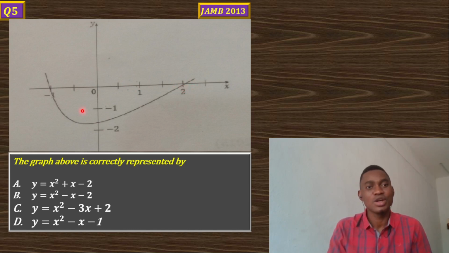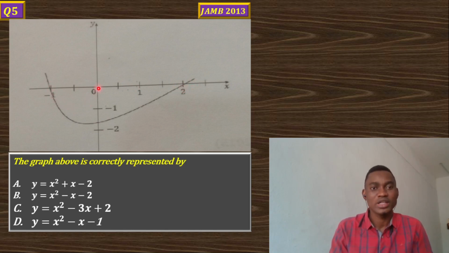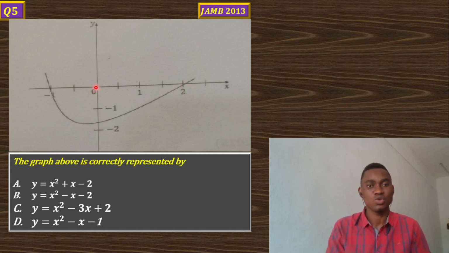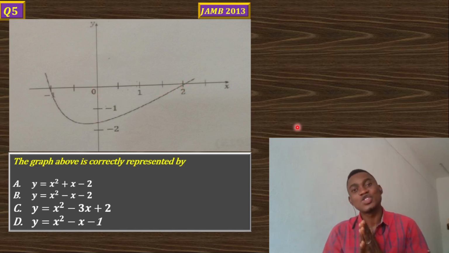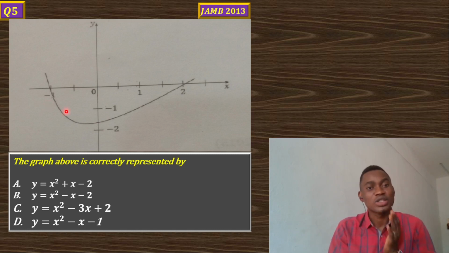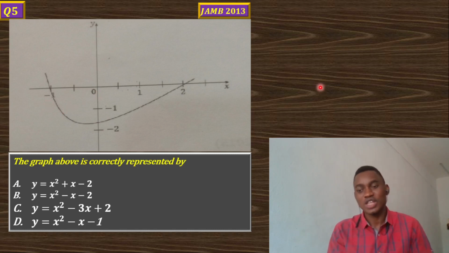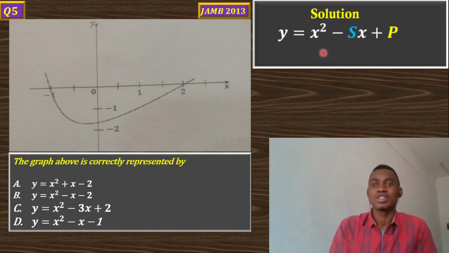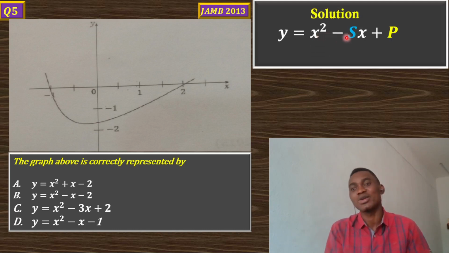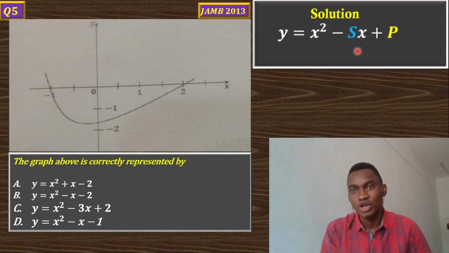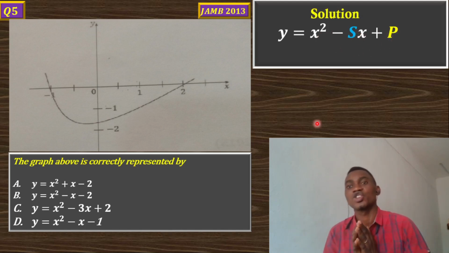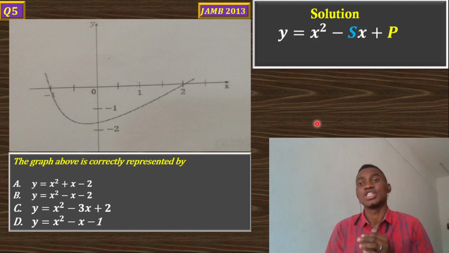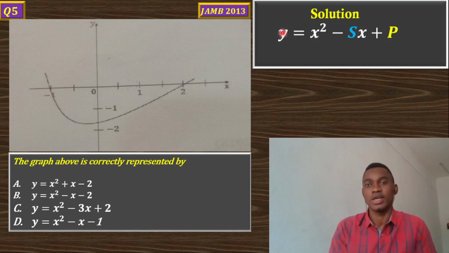And as you can see, when x is minus 1, y is 0. Also, when x is 2, y is 0. Since we have gotten the roots of this quadratic function, we just have to proceed to apply our formula, which is y equal to x squared minus sx plus p. Of course, we know that ax squared plus bx plus c is always a function of y. So we can trivially put y here.